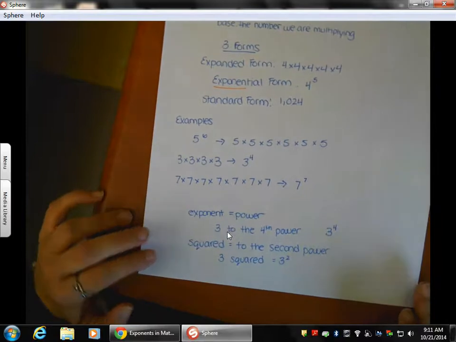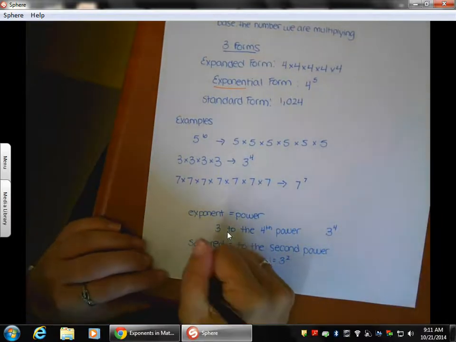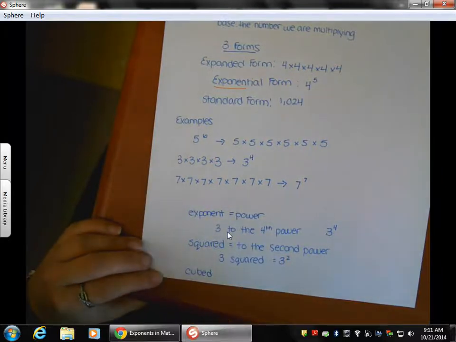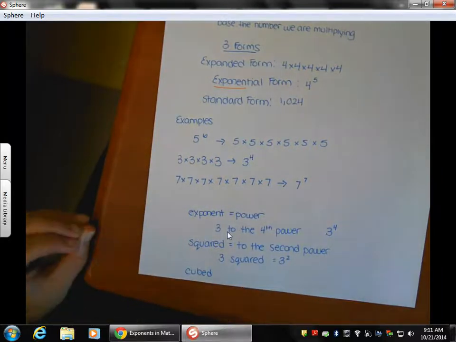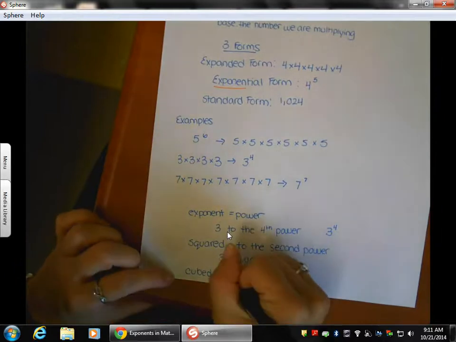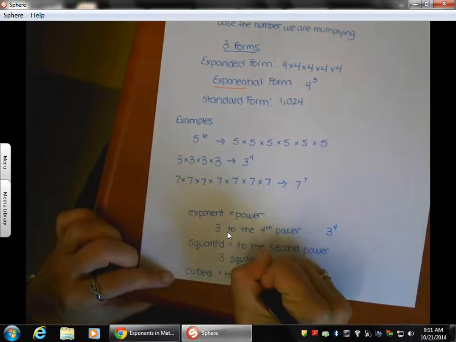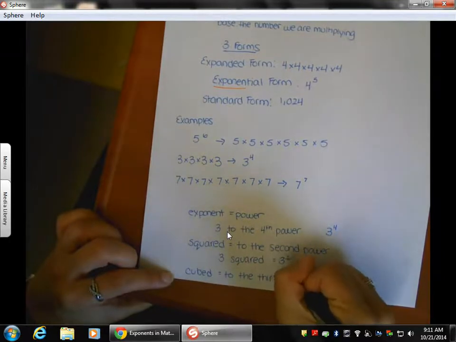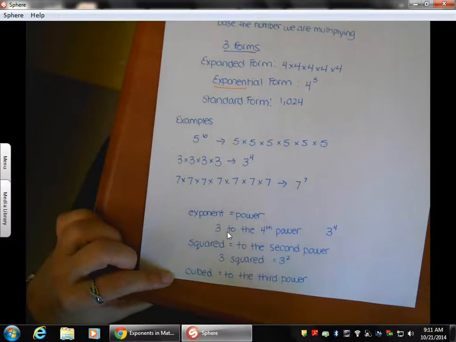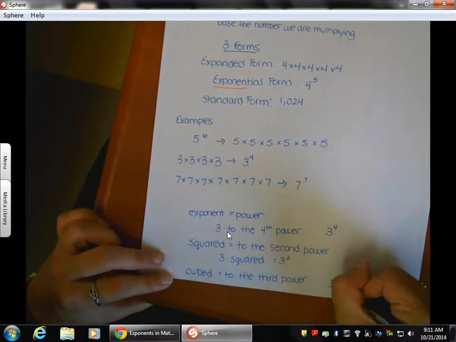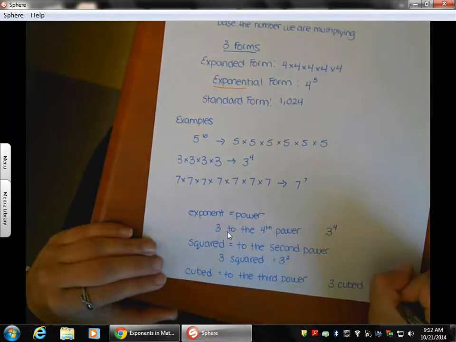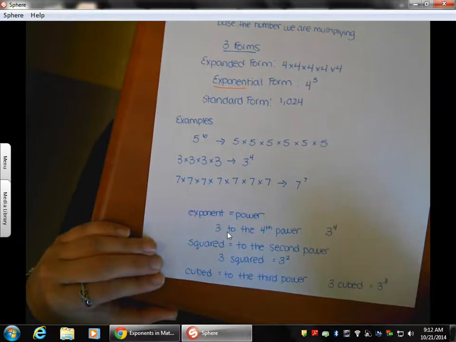And the last thing I want to talk about is cubed. When you cube something, you multiply it 3 times, which means the same thing as to the third power. I'm running out of room. So say we want to say 3 cubed. It's another way of saying 3 to the third power, or 3 multiplied 3 times.